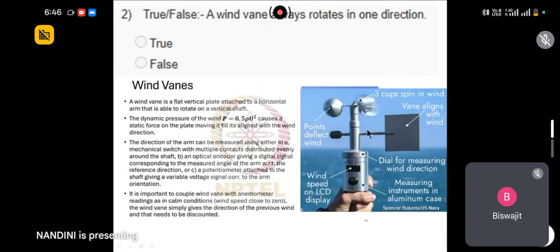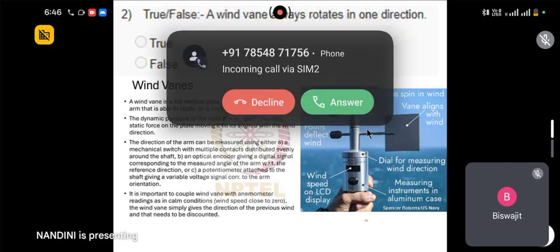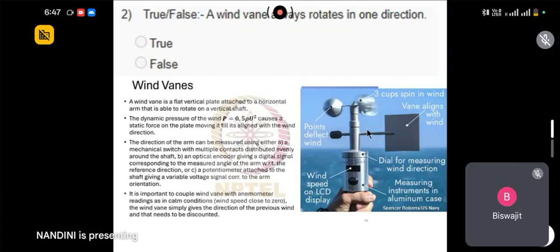So the question is, does a wind vane always rotate in one direction? True or false? As you can see, it can rotate in all directions. Whatever direction the wind is coming from, this arrow will point to the wind direction.